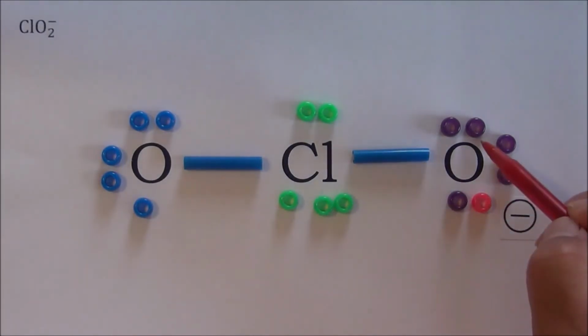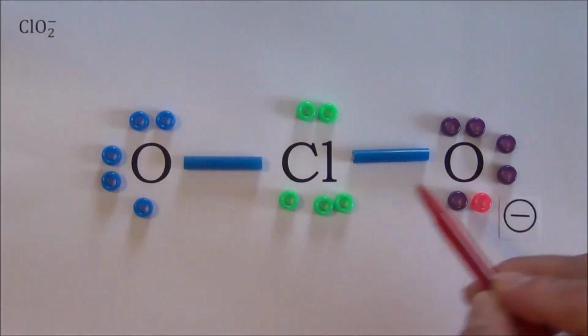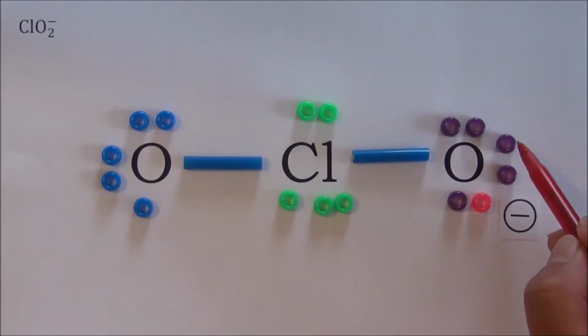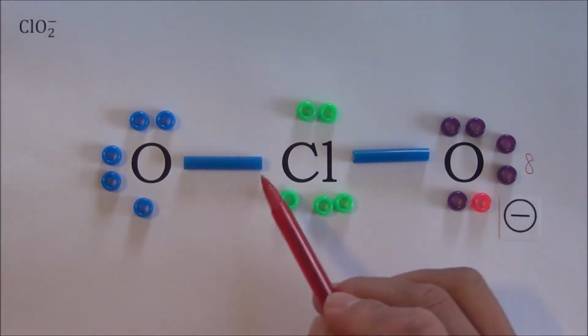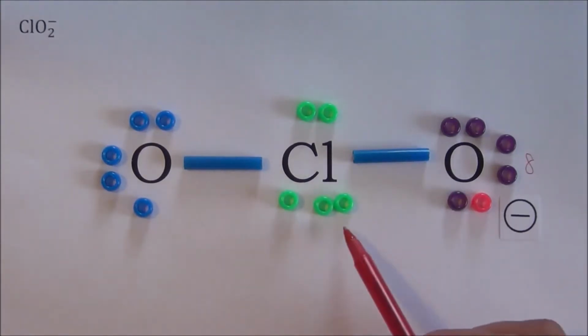Well, let's count the number of octet electrons for the oxygen atom on the right. 1, 2, 3, 4, 5, 6, 7, 8. 1, 2, 3, 4, 5, 6, 7, 8, 9.